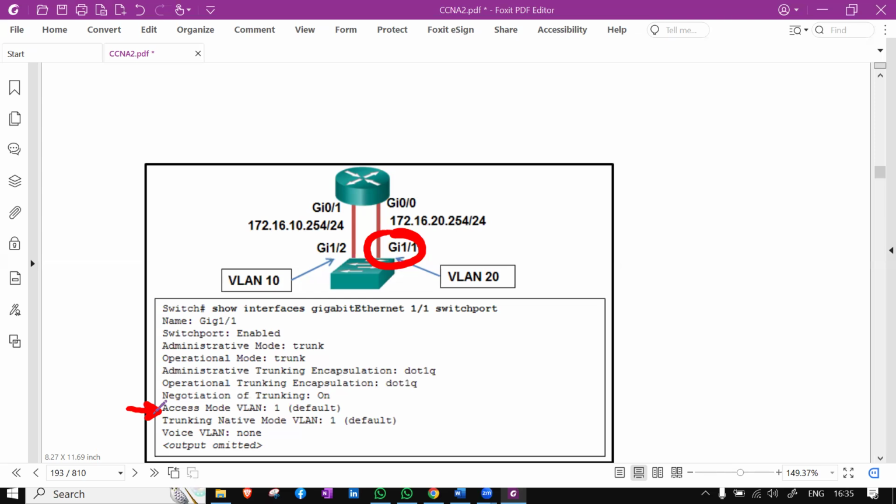It is negotiating, trying to negotiate the mode. Really? That is trunking. But the mode is supposed to be a different one. It's still on. Negotiation of trunking is on.